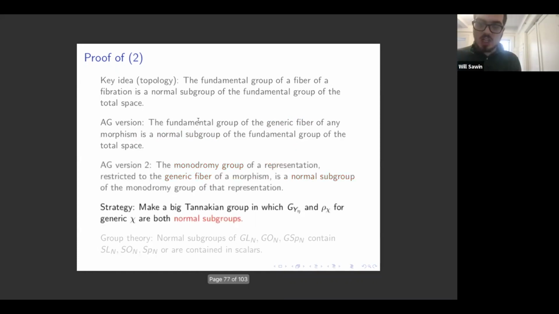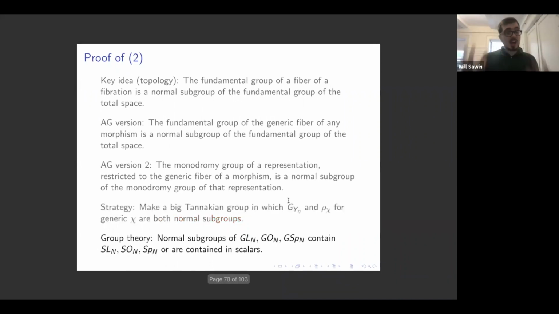And so the basic strategy we're going to use to transfer monodromy information from one Tannakian group to the other is we're going to make a big Tannakian group which lives over the space of pairs of a point and a character. And in this group, we should be able to prove that the usual monodromy group and the Tannakian monodromy group are both normal subgroups, because the usual monodromy group is like the monodromy of a generic fiber, a generic chi will be a generic fiber of one projection, and the Tannakian monodromy group of the generic point will be like the monodromy of the generic fiber of the other projection. So they should both be normal subgroups.